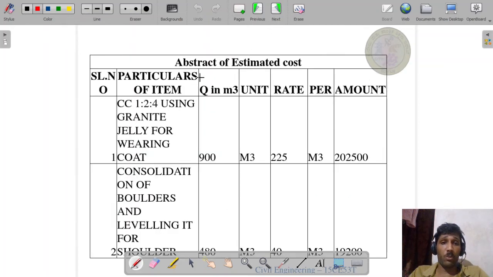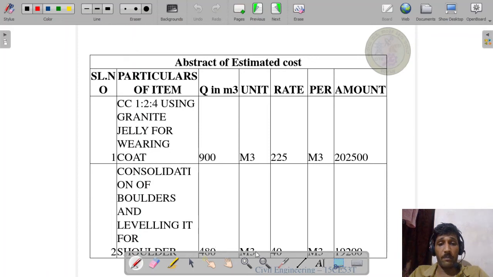Now we will move to the abstract of estimated cost. Here: serial number, particulars of item, quantity in meter cube, unit, rate, per, and amount. First item, CC 1:2:4 using granite jelly for wearing coat: 900 meter cube already calculated. Unit meter cube, rate given is 225 rupees per meter cube. Multiplying this, we get 2,02,500 rupees. Now second item, consolidation of the boulders and leveling it for shoulder.